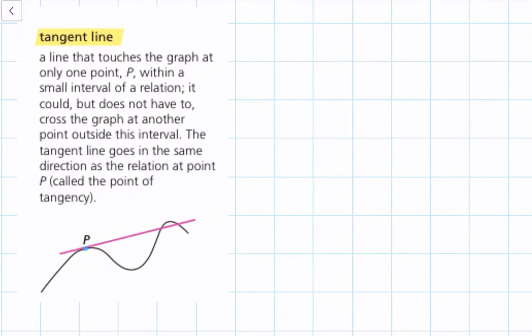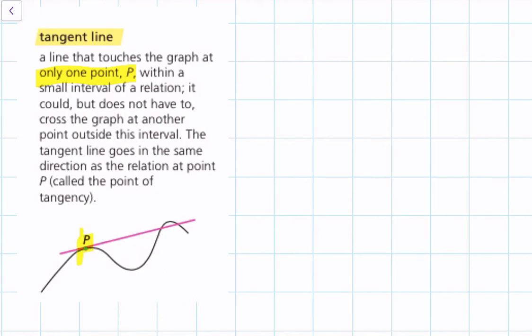Now I've introduced this previously in other videos, but the tangent line is a line that touches the graph at only one point, P, at a small interval within a relation. So it does not have to cross the graph at other points outside the interval. So the tangent line goes in the same direction as the relation at that point P, called the point of tangency. So this is the point of tangency.